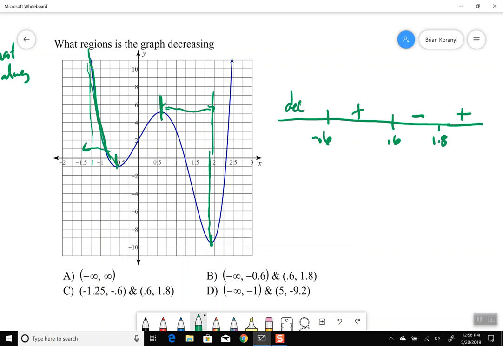So the regions, say where I'm decreasing, are from negative infinity up to about negative 0.6. And then again from 0.6 to about 1.8. For those x values, the graph was going downhill. So that looks like B here.